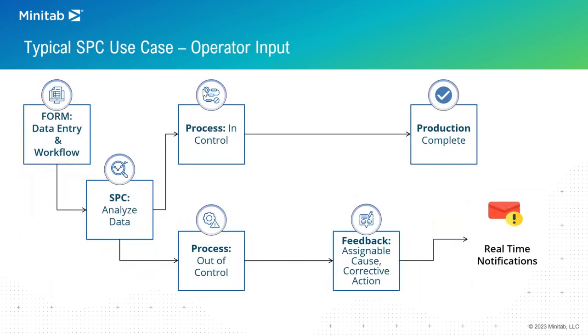So what we see with a typical SPC use case, let's look at our operator input. We'll have an operator who would input some data. That data goes into an SPC tool, and then it would identify whether the process is in control. And if the process is in control, no one's notified, the production of that process or the product is complete. If the process goes out of control, feedback should be required from the operator. Is there an assignable cause? Is there a corrective action that needs to be associated with this out of control point? And of course, real-time notifications being sent to engineers to be able to react and help identify the assignable cause and corrective action for that out of control point.